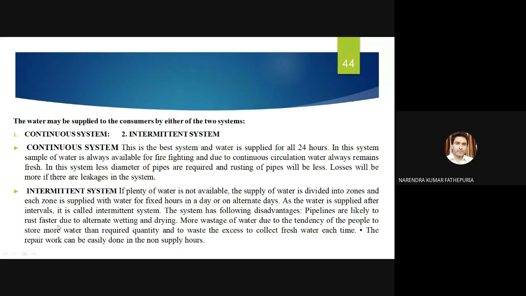Pipelines are likely to rust faster due to the alternate wetting and drying. More wastage of water due to the tendency of the people to store more water than the required quantity. And people have to collect the fresh water each time. The repair work can be easily done in the non-supplying hours.